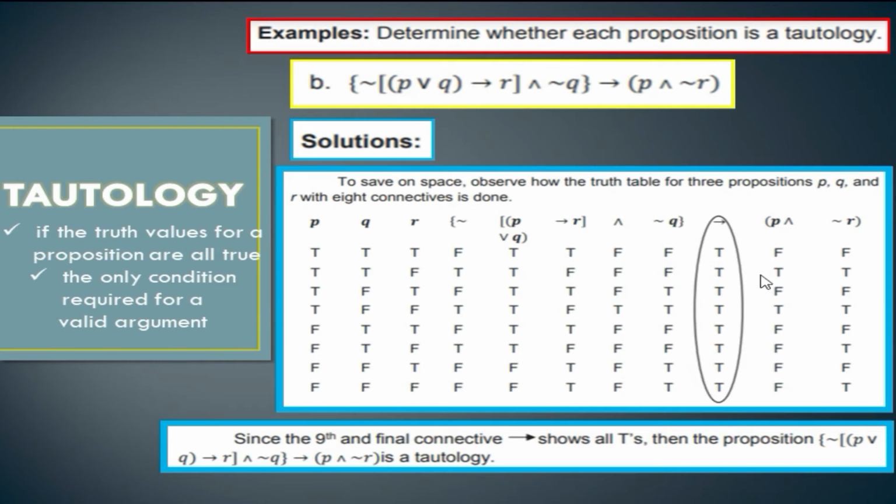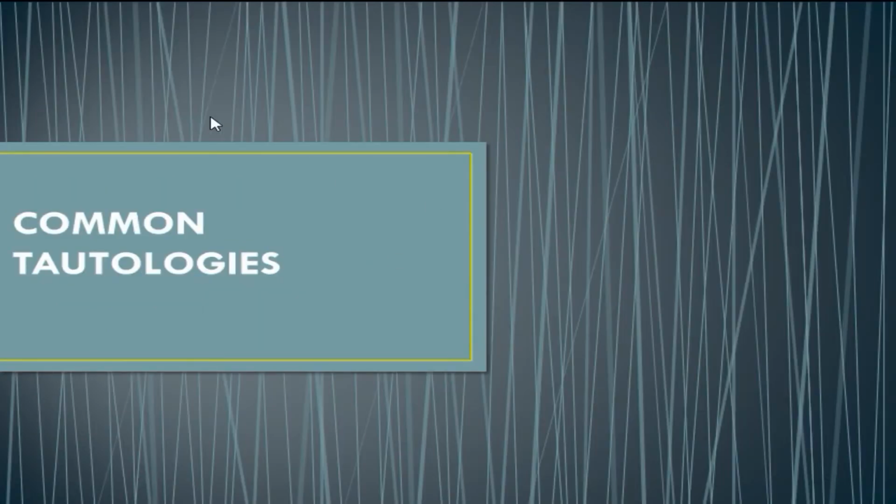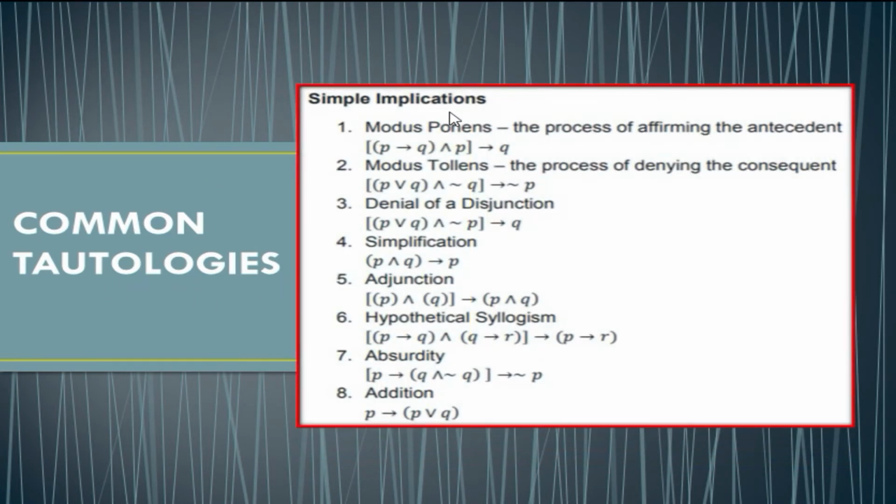Then the proposition not P or Q implies R and not Q implies P and not R is a tautology, since the results are all true. So here are some common tautologies that you need to know. We have the following simple implications or simple conditions.